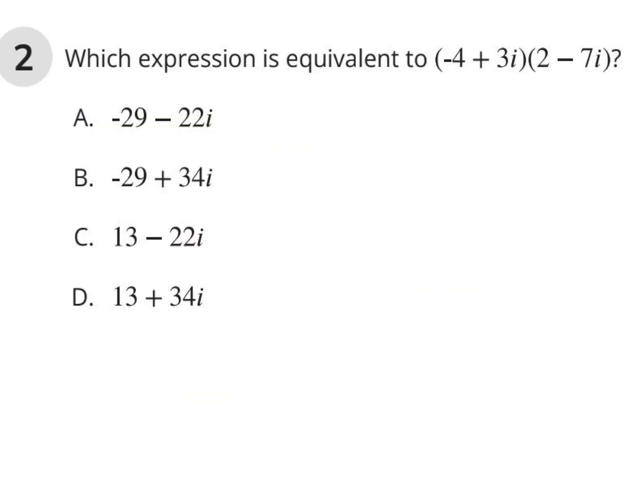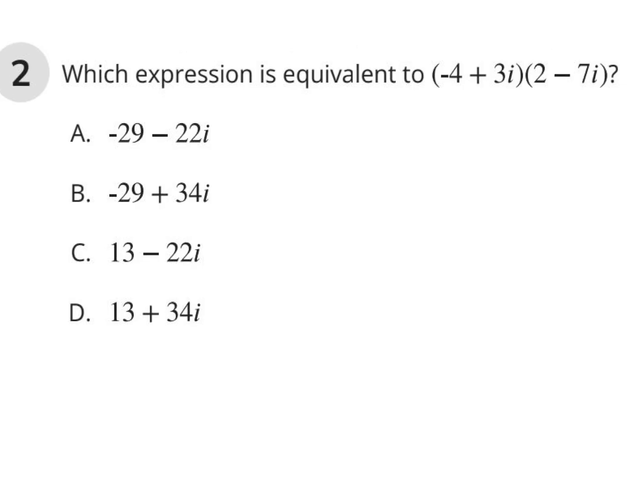They look different, but they had the same value. Okay, which expression is equivalent to negative 4 plus 3i times 2 minus 7i? So we're going to distribute. So what I'll suggest you do is draw your distribution arrows. So the negative 4 gets distributed twice, bringing us negative 8. Negative 4 times 2 is negative 8. Negative 4 times negative 7 is positive 28i. Then positive 3i times 2 is 6i.